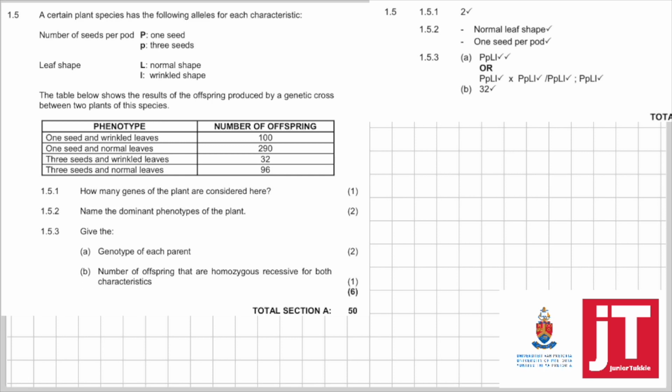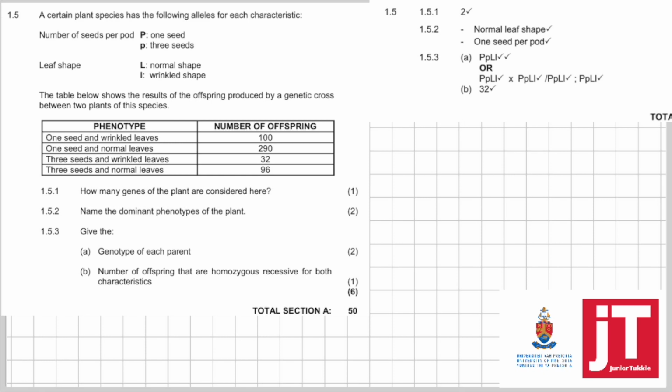Right, a certain plant species has the following alleles for each characteristic. It has the number of seeds per pod, which is big P, 1 seed, small p, 3 seeds. Leaf shape, big L, normal shape, small l, wrinkle shaped. The table below shows the results of the offspring produced by a genetic cross between 2 plants of the species. So there you have phenotype, number of offspring. 1 seed and wrinkle leaves had 100 offspring. 1 seed and normal leaves, 290. 3 seeds and wrinkle leaves, 32. 3 seeds and normal leaves, 96.